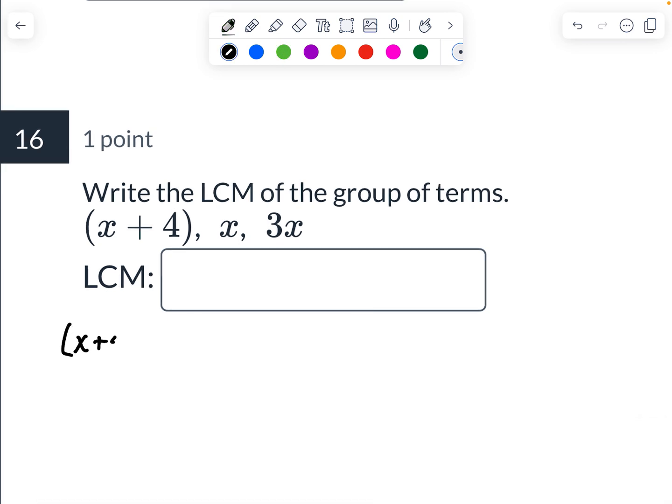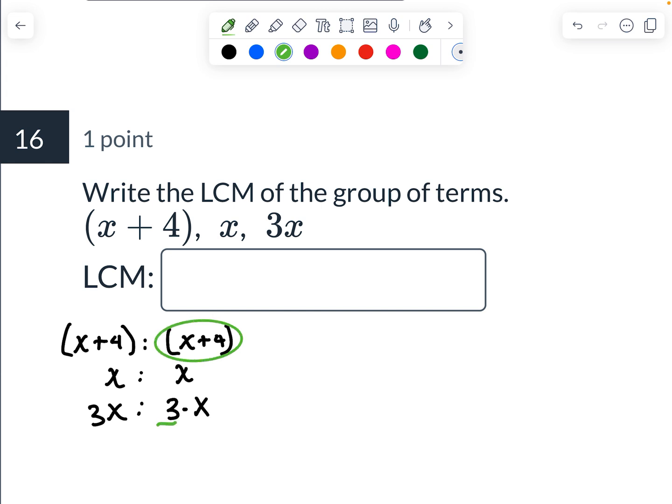Okay. So x plus 4 is just x plus 4. And x is just x. And 3x is just 3 times x. So when I go to pull my LCM, I have to take this sum automatically. I have to have the 3. And then I can either take this x or this x, and since they're the same power, it doesn't matter which one I take. So this is going to be 3x, x plus 4.